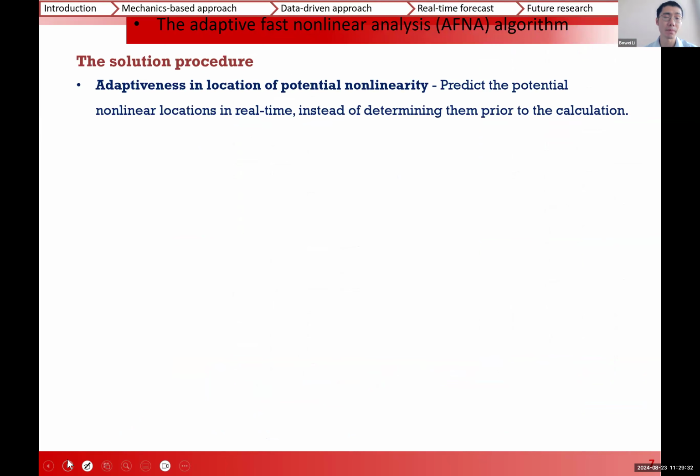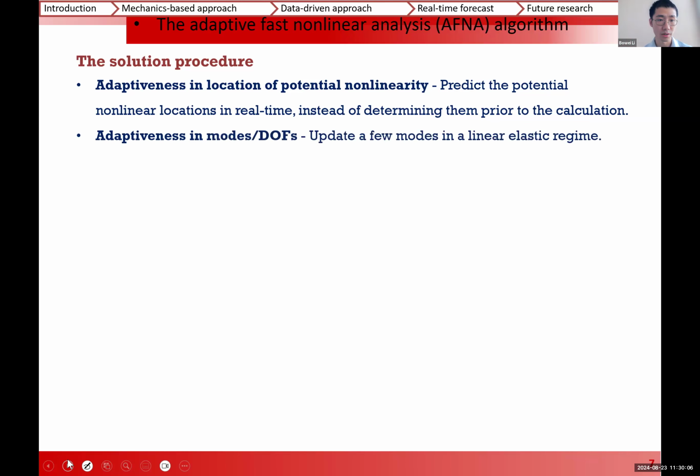We introduce adaptiveness in the location of potential nonlinearity, particularly instead of when there's any nonlinearity. Instead of considering the entire structure, which is pretty big, we only focus on those parts that are nonlinear. Typically, especially for well-designed structures, the location of nonlinearity is pretty localized. So introducing adaptiveness in the location of potential nonlinearity can really save a great deal of computational demand.